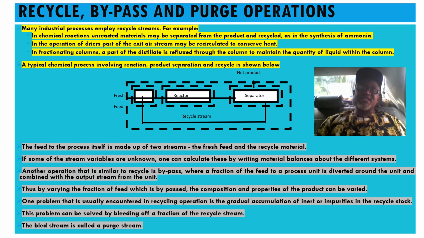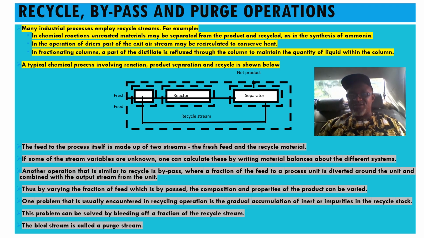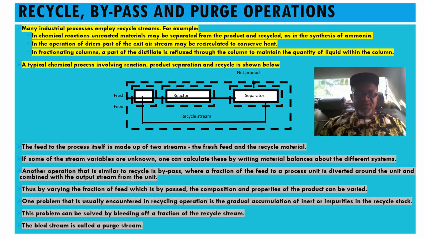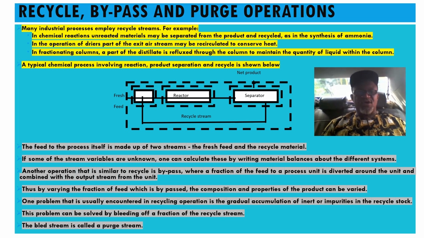Now, one problem that is usually encountered with recycling operation is the gradual accumulation of inert. Remember, we said that inert does not take part in the reaction. So while you are recycling, you are now bringing the inert back to the feed. Now, the inert will be adding to the inert in the fresh feed, and then you have a kind of accumulation of the inert in that recycle that is also meeting the fresh feed. But this problem can be solved by bleeding off a fraction of the recycle stream. And this bleeding off is what we call to purge the system, or purge operation.